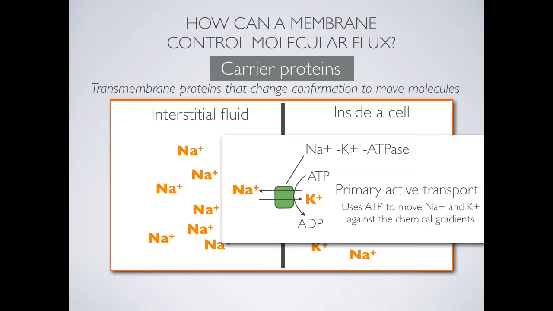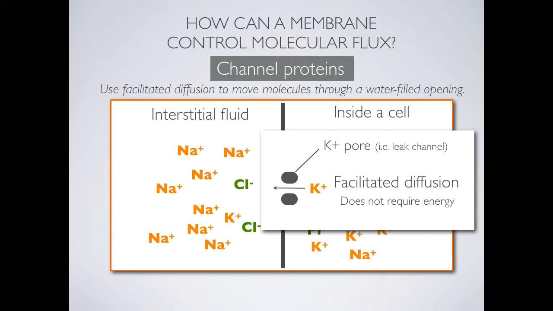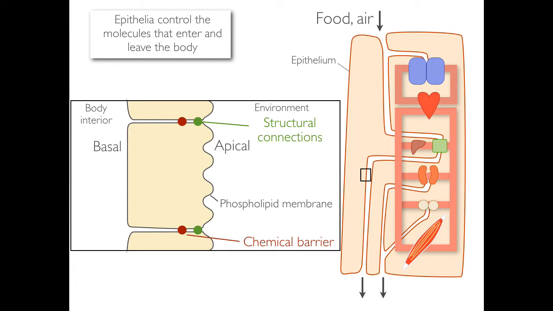We have another class of transmembrane proteins called channel proteins, which take advantage of chemical diffusion in order to move potassium, for example, across a cell membrane. And this is facilitated diffusion. Because that driving force of chemical diffusion is driving potassium across the membrane, no ATP is required. Okay, so let's consider epithelial cells.